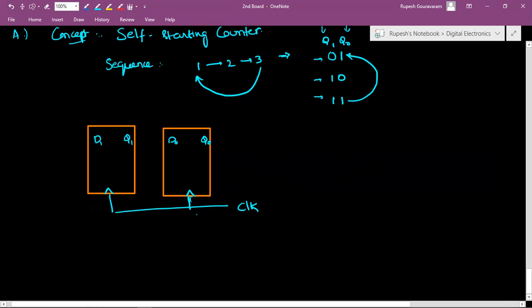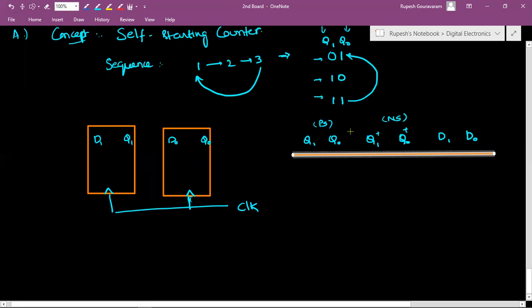Now we need to find the inputs, right? To design a counter, we need inputs. For inputs, what do we use again? We use the excitation table. So here I am drawing the excitation table. We have the present state Q1, Q0, and the next state Q1 plus, Q0 plus. The inputs are D1 and D0. So this is the present state, this is the next state. Now let me draw lines like this.